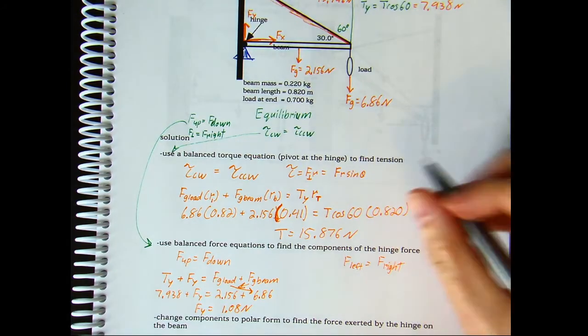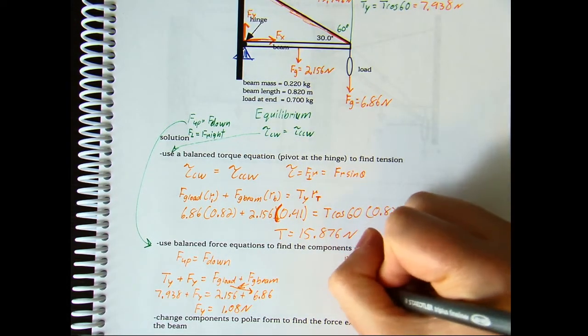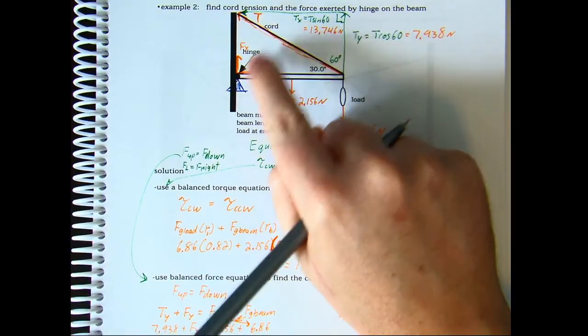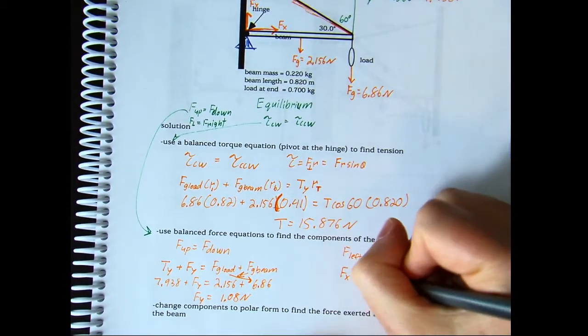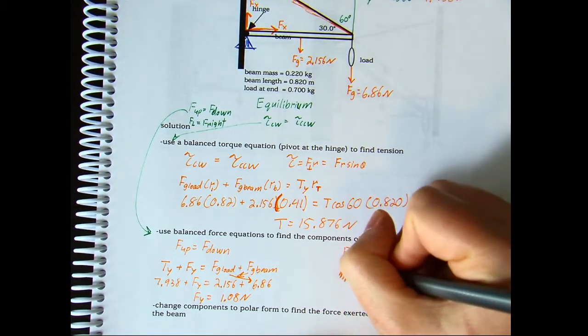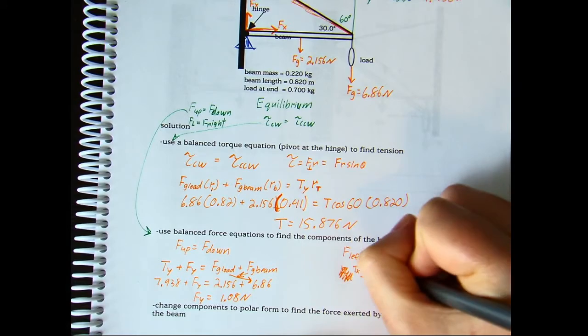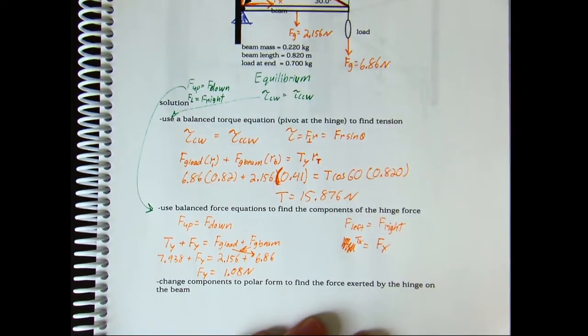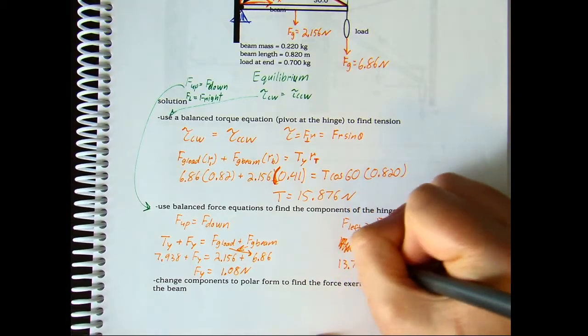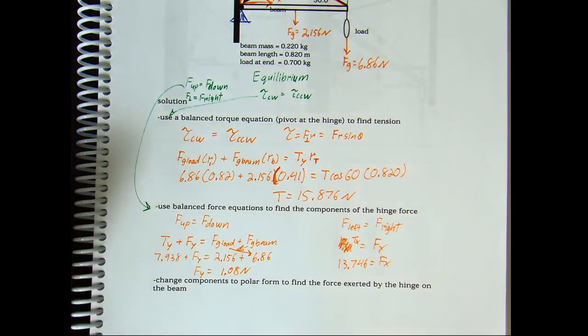And then F left, there's only one force acting left. That's Fx from the hinge. No, I lied. That's Tx from the tension here. And there's only one force acting to the right. That is Fx from the hinge. So I got to rewrite this. This is going to be Tx, and this is going to be Fx. We already know what Tx is. That's 13.746, and that's just going to equal Fx, because there's only two forces, and so they must equal each other out.